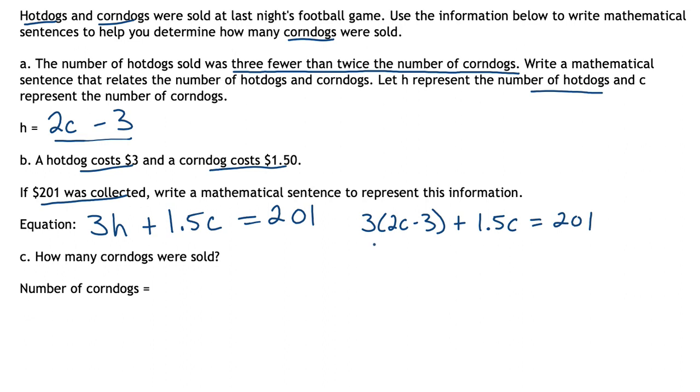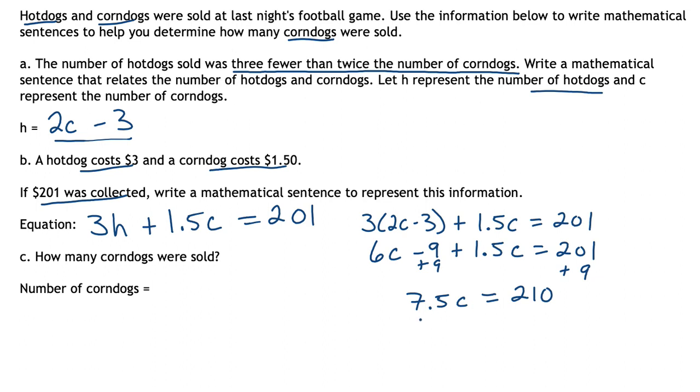Let's go ahead and distribute and clean this thing up. So 3 times 2C, so we have 6C minus 9 plus 1.5C equals 201. Now we can add our 9 to both sides. And the C's are like terms. We can combine those. So 6C plus 1.5C is 7.5C equals 210. And now to get C by itself, let's divide by 7.5.